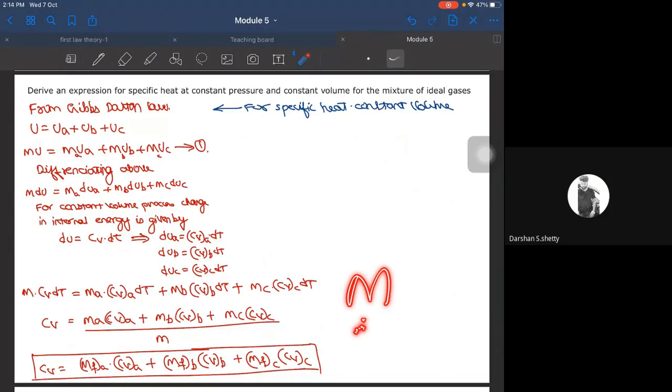It is just a mass of the mixture. Total mass, that.